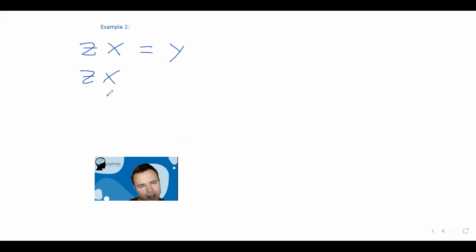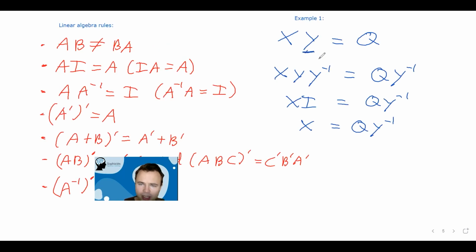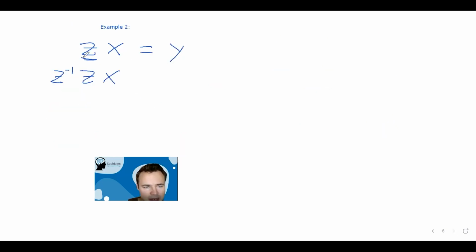What I want to stress here is that it is really important to, in this case, put the inverse of Z on the left side. So you have to place it next to it to be able to let it disappear. So for example, if the matrix that we want to have gone is on the right side, I place the inverse on the right side. But here, the matrix that I want to have gone is on the left side. So I place the inverse on the left side. Do you guys see that?